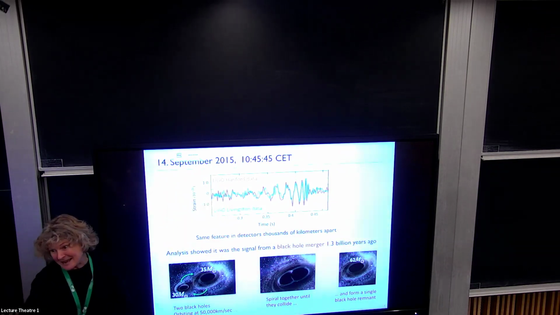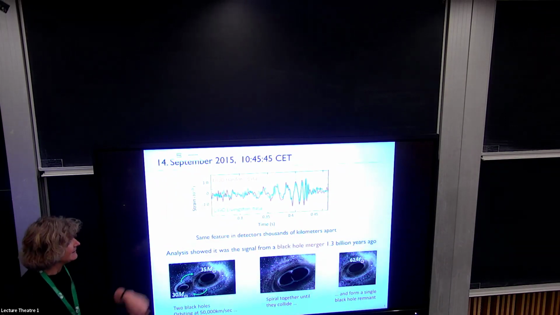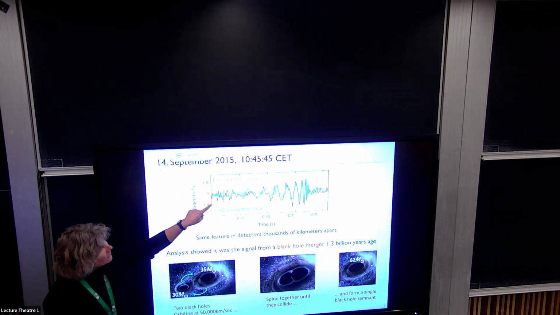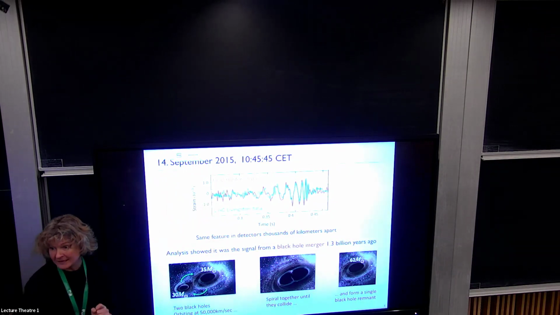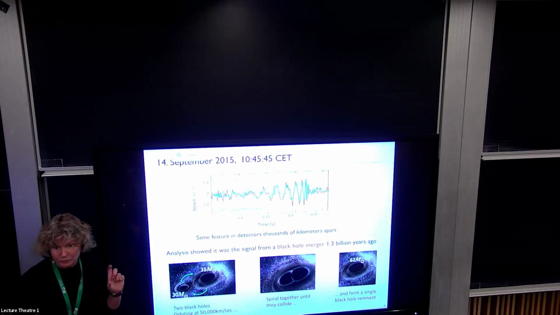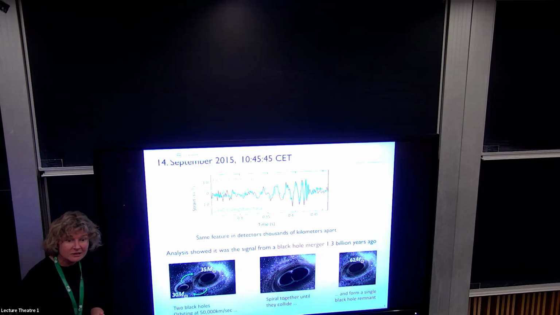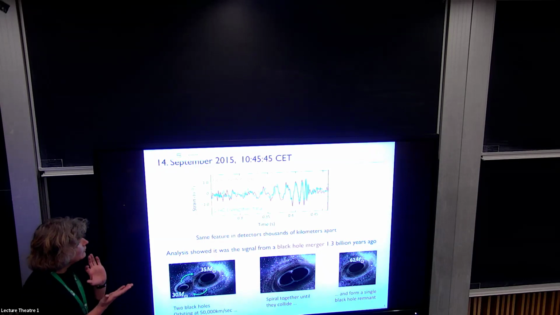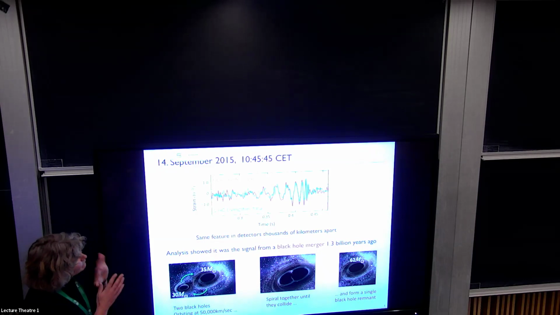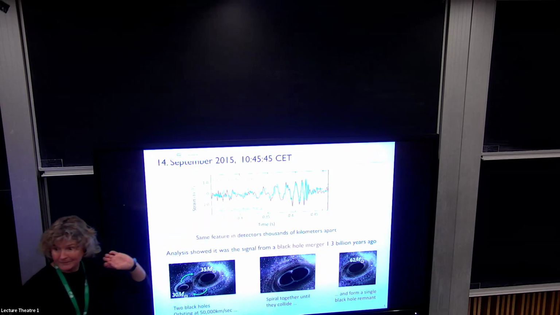shortly before 11 a.m. on 14th September 2015. This kind of signal was seen in two gravitational wave detectors, the LIGO detector, the Laser Interferometer Gravitational-wave Observatories. They have two locations in the US. They had looked for gravitational waves for several decades, but they had just finished a major upgrade, turned on with improved sensitivity, and both detectors at nearly the same time saw this feature in the data.